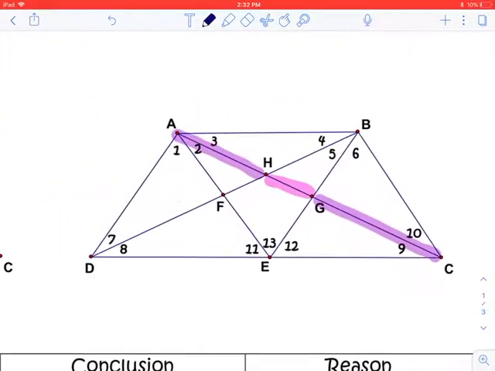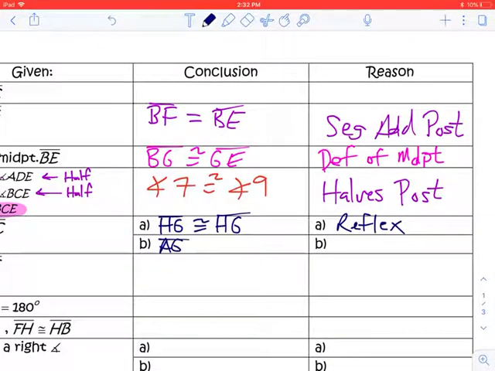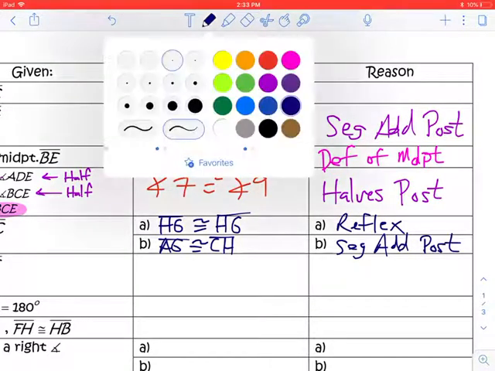Now I can go ahead and add that gap to each. So AG now is congruent to CH. And since I added that to it, it's segment addition postulate.